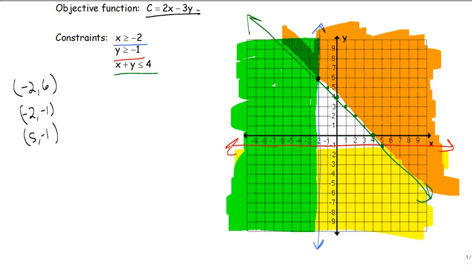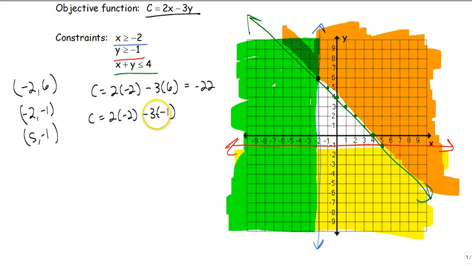So I'm going to do this point first. C is equal to 2 times -2 minus 3 times 6. So you get a -22. The second point, we get C is equal to 2 times -2 minus 3 times -1. Well, that's -4 plus 3, which is a -1. And the third point, we get 2 times 5 minus 3 times -1. So you get 10 plus 3, which is 13.